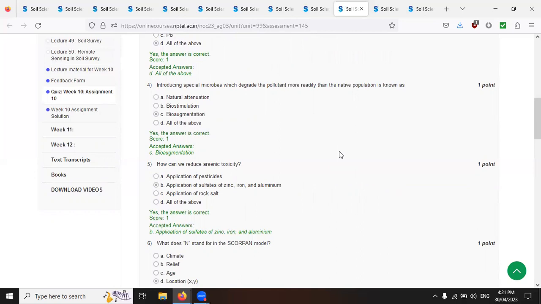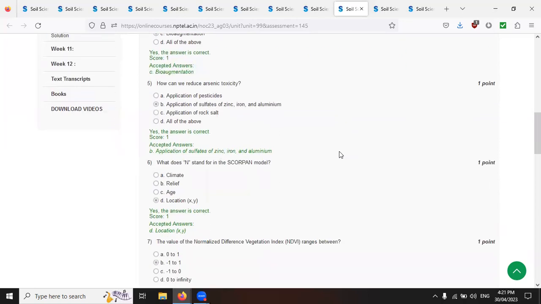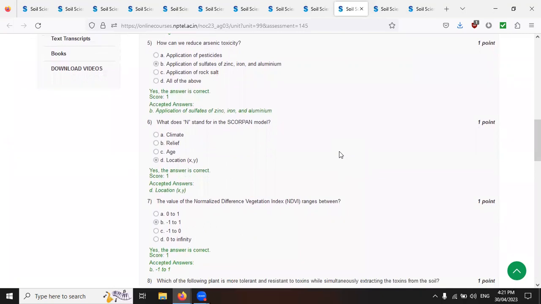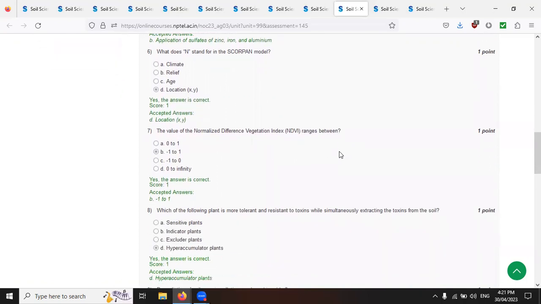How can you reduce arsenic? A bit of zinc, iron, and aluminium gets rid of that. What does N stand for in the Scorpan model? It's location. The value of normalized difference vegetation index ranges between -1 to 1.